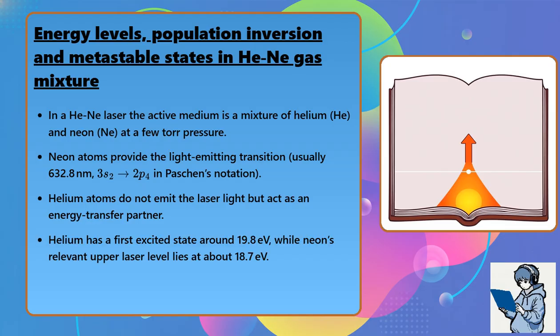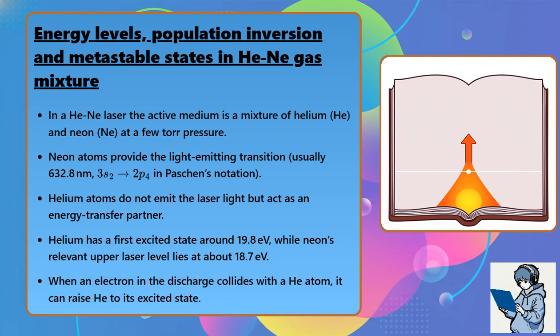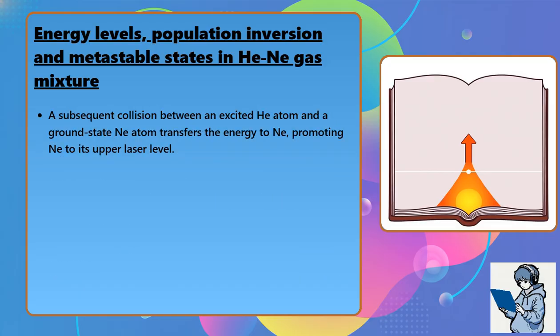Helium has a first excited state around 19.8 electron volts, while neon's relevant upper laser level lies at about 18.7 electron volts. When an electron in the discharge collides with a He atom, it can raise He to its excited state. A subsequent collision between an excited He atom and a ground state Ne atom transfers the energy to Ne, promoting Ne to its upper laser level.